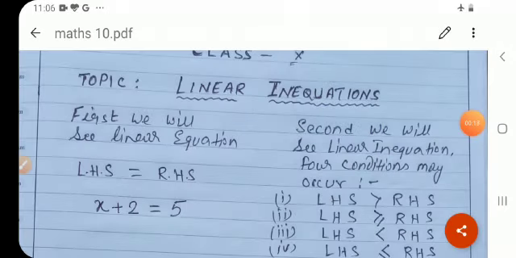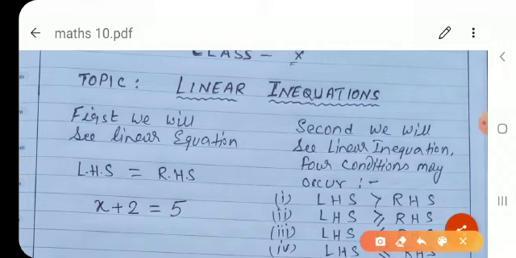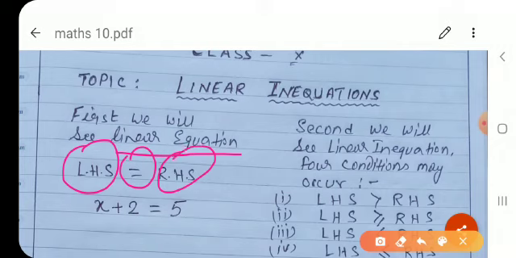Before linear inequation, we have done linear equation in our previous classes. Still we are doing linear equation, that is linear equation where LHS equals RHS, so left hand side equals right hand side. One example: x plus 2 equals 5. This type of sums we have done in our previous classes and still we are doing.